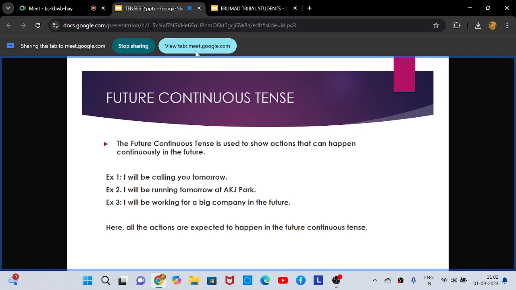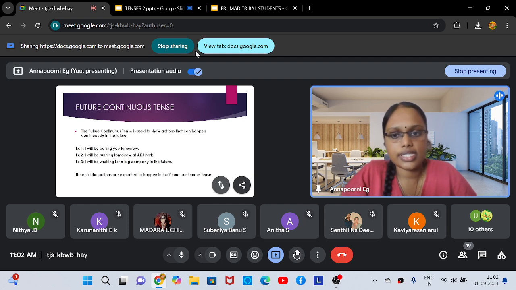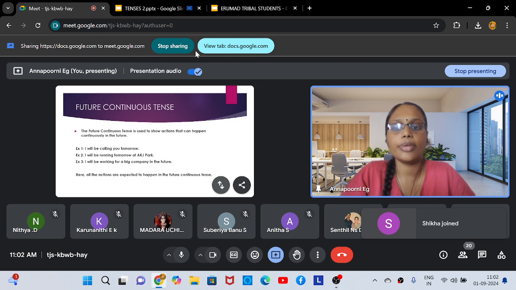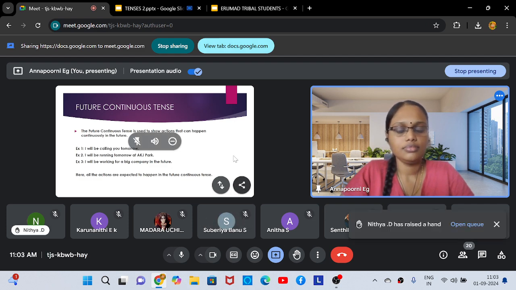Okay. Now moving to the second tense, future continuous tense. Future continuous tense is used to show actions that can happen continuously in the future. So just like present continuous and past continuous, future continuous tense is used to show actions that can happen continuously in the future. Okay, so we have some examples here. Yes, who can read it? Let me call Arun Kumar. Please read example 1, 2 and 3. Arun, your mic is off.